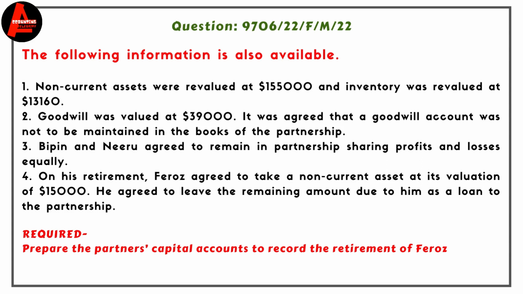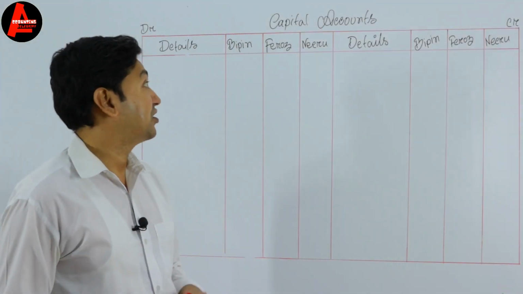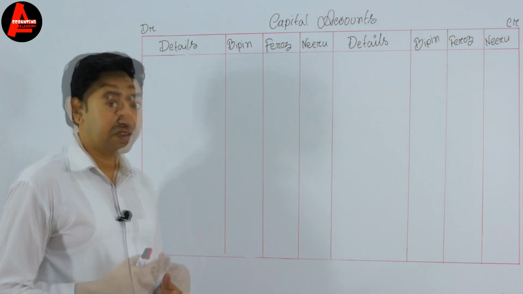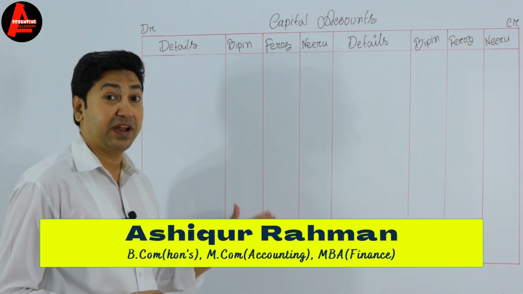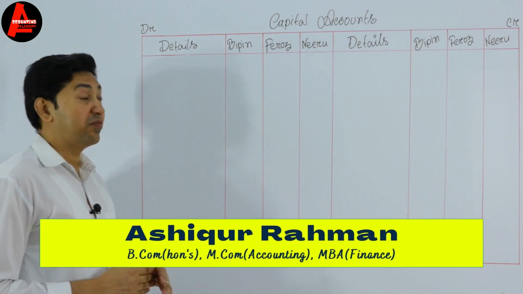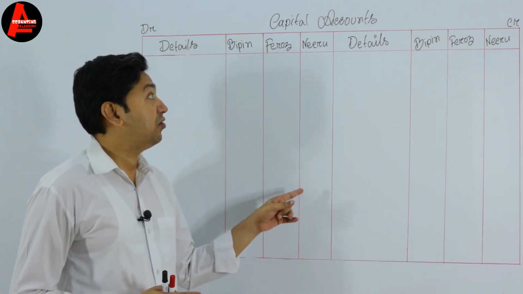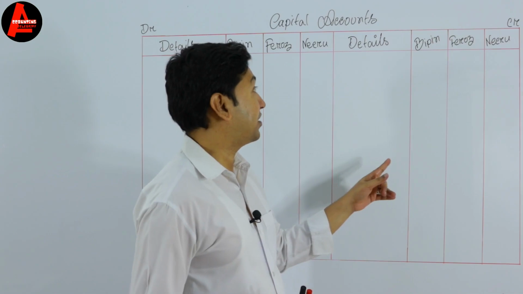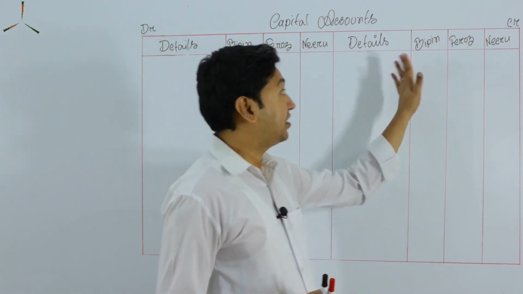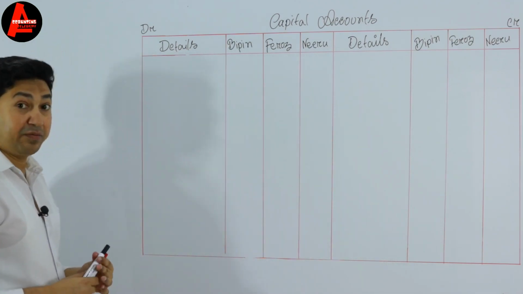The requirement is to prepare the partners' capital accounts to record the retirement of Feroz. Feroz is a partner, so he will retire from the business. For him we will now prepare the capital account of the partnership business. Here you see this is the format. We have details and three partners, Bipin, Feroz and Nero. Here we have details and the same three partners. These four columns are credit columns and these four columns are debit columns.